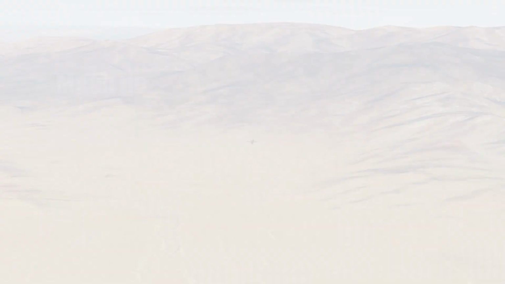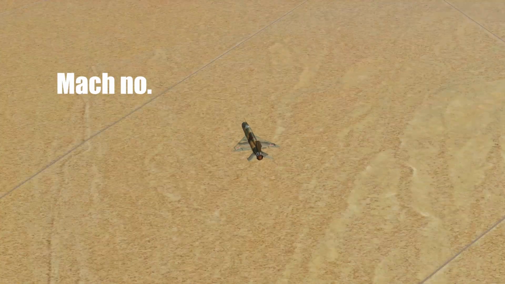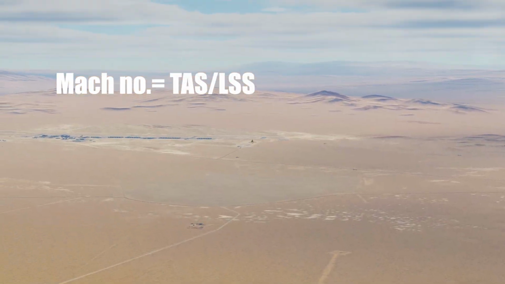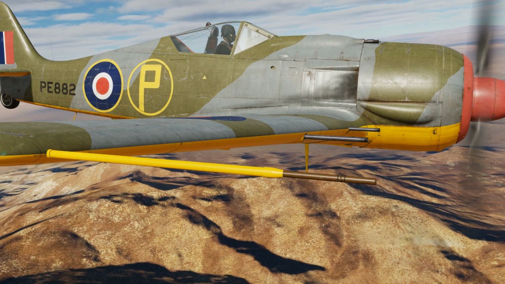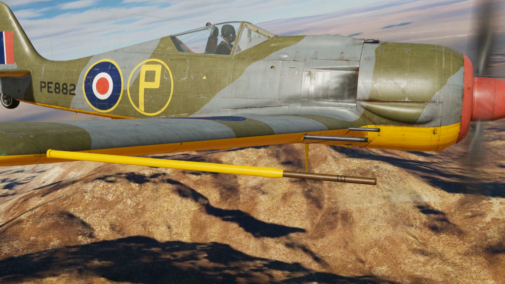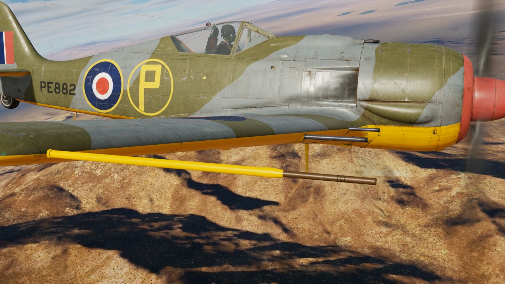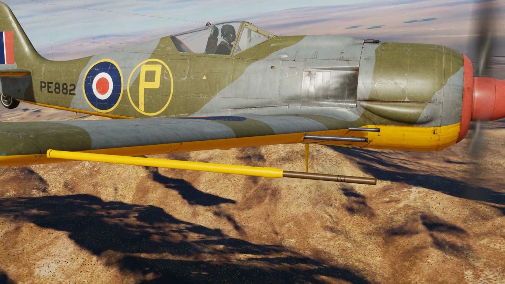The last one, which is a bit more complex, is the Mach Number. This is the ratio of the true airspeed to the local speed of sound, the latter which can vary with the air temperature. Let's begin our learning with the first couple. To understand the relation between them, we'll take a look at how they are measured.